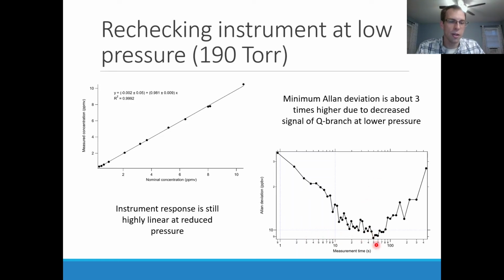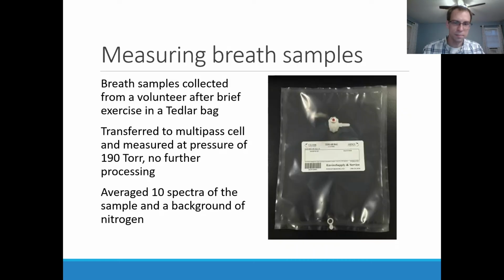And also the lowest value is about 3 times higher than it was at atmospheric pressure. The reason for this is just that the signal is weaker at lower pressure because of the decreased pressure broadening. The Q branch actually has less overlap, and so the peak actually gets smaller. But it's still within the range where we can observe breath measurements. And so that was the next thing that we did.